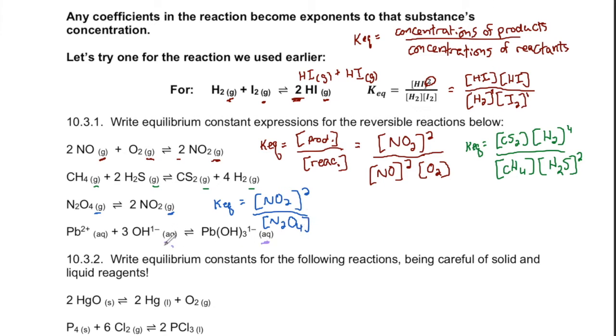For this one, we have aqueous, which is another one that we include, so we're going to be including all of this. We'll have the products on top, and there's only 1 of that, so I won't write an exponent here. And then the reactants, we have the lead-2 ion, and we have the hydroxide ion. There's 3 of the hydroxide ions, so we'll put the exponent 3 here.